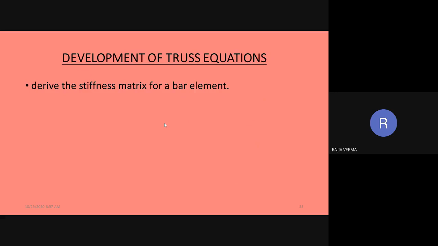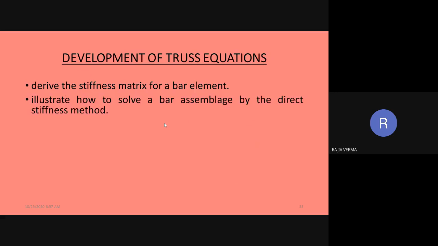Bar and truss basically are two words which are going to be used interchangeably, but they represent the same member. We are going to illustrate how to solve a bar assemblage by the direct stiffness method. Here we are going to take a solid example and discuss that. We are going to introduce some guidelines for selecting displacement functions. This is a topic which is going to be done for the first time so far.